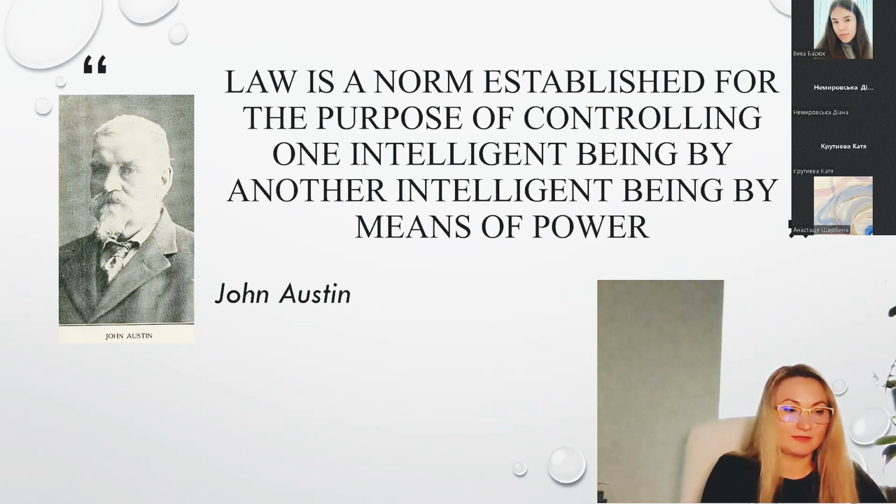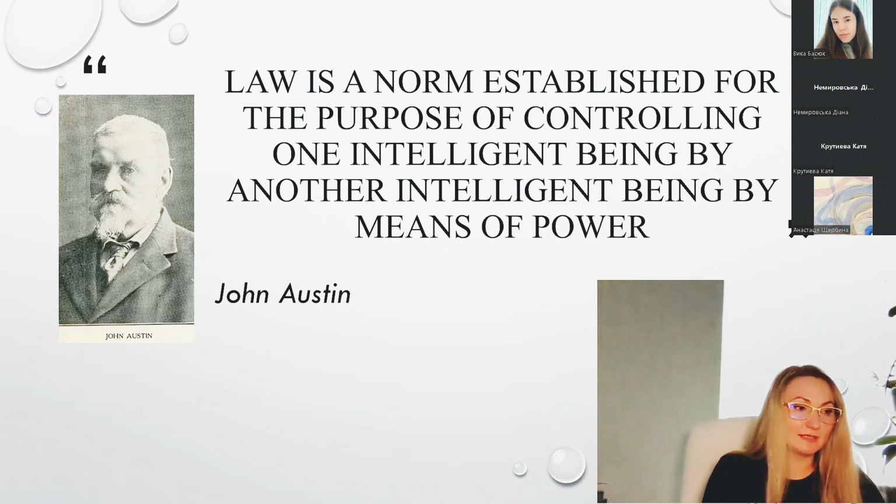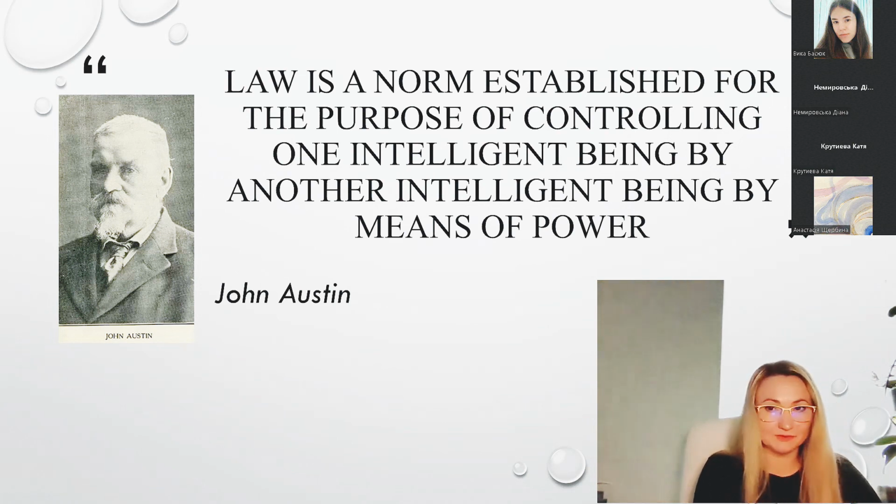So the first lawyer is the English jurist John Austin, and I should say that the years of his life were from 1790 to 1859. It's just for your orientation.